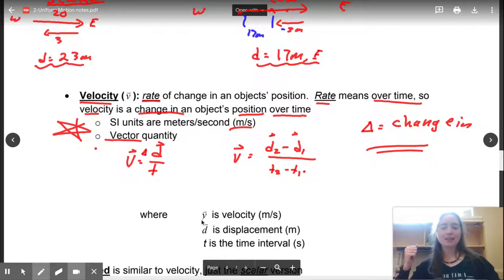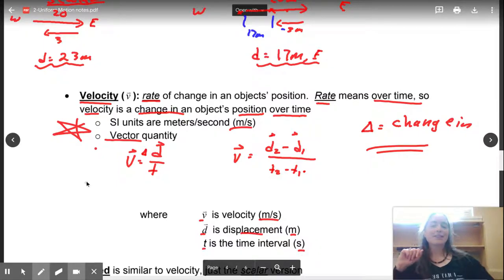All right. So V is velocity in meters per second. D, displacement in meters. T is time in seconds. These little arrows over the top tell us it's a vector. Okay.